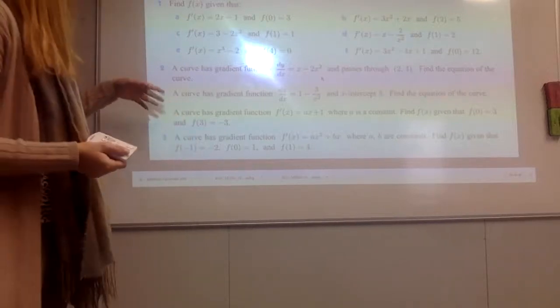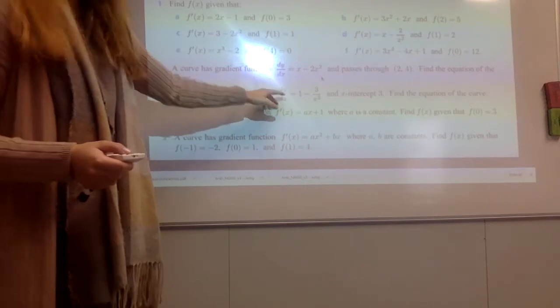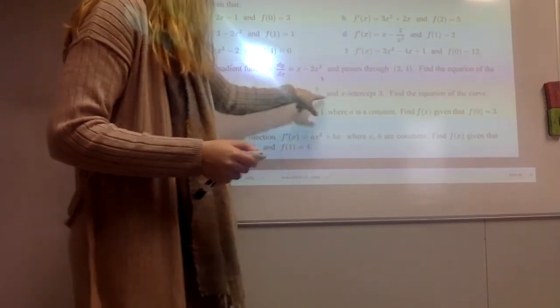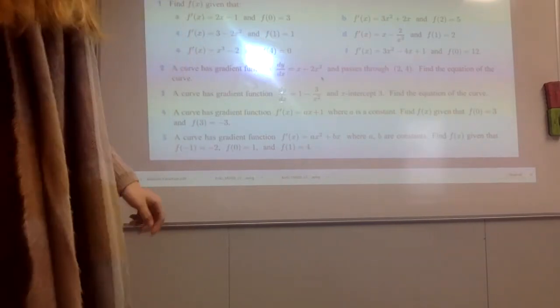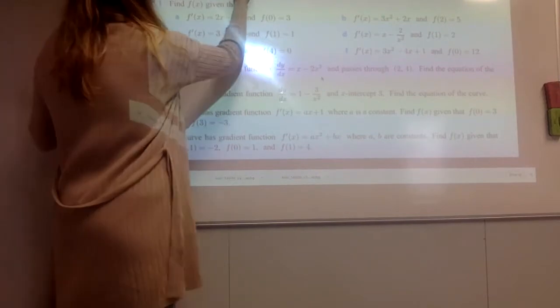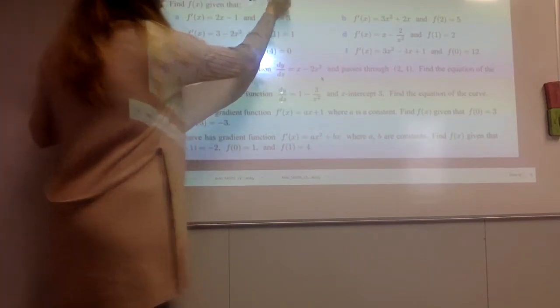So what we're going to do now is question 3. If you've got any questions at home or in the classroom, please do ask me. The question is dy by dx equals 1 minus 3 divided by x squared, and the x-intercept is 3. I'm going to write the key bits of information here, and then I'm going to switch off the board so that we can do the question.